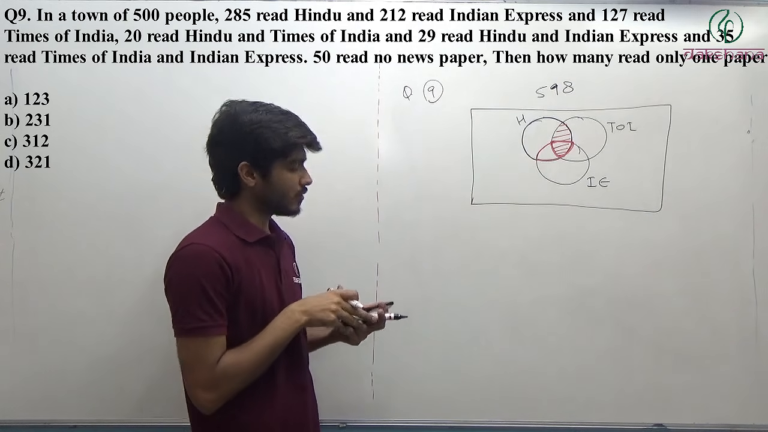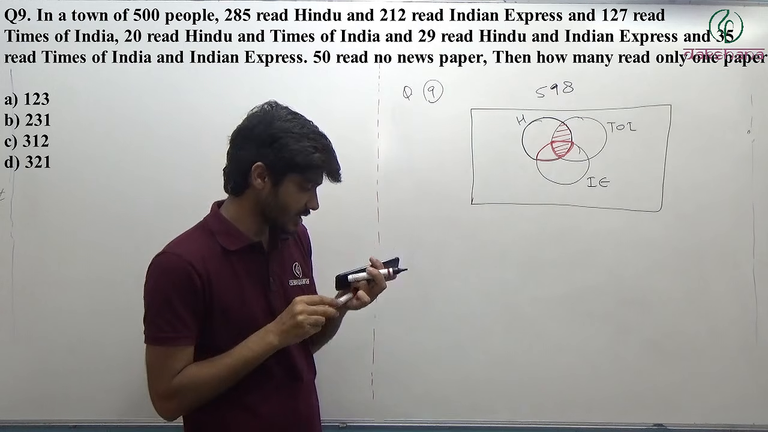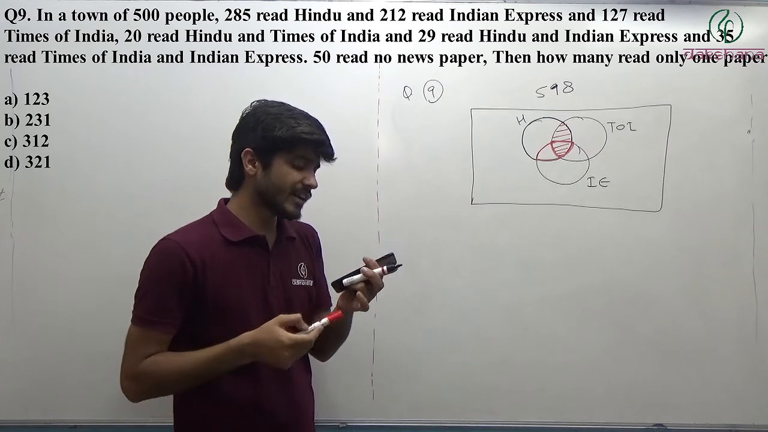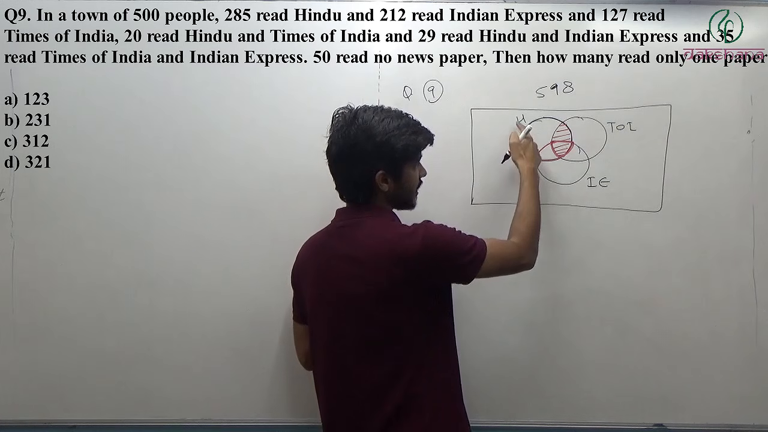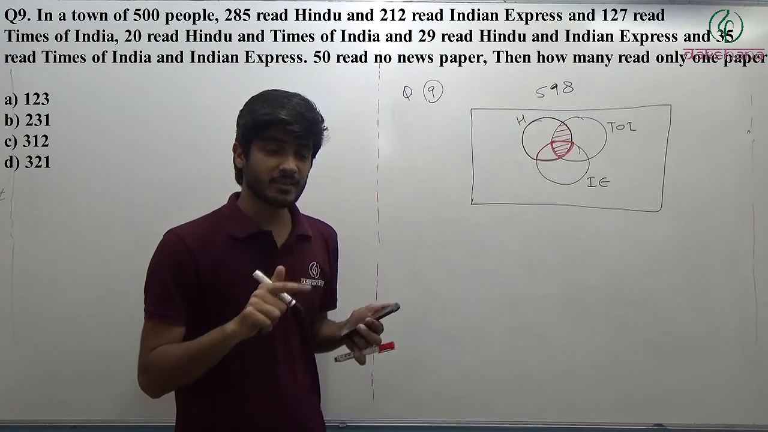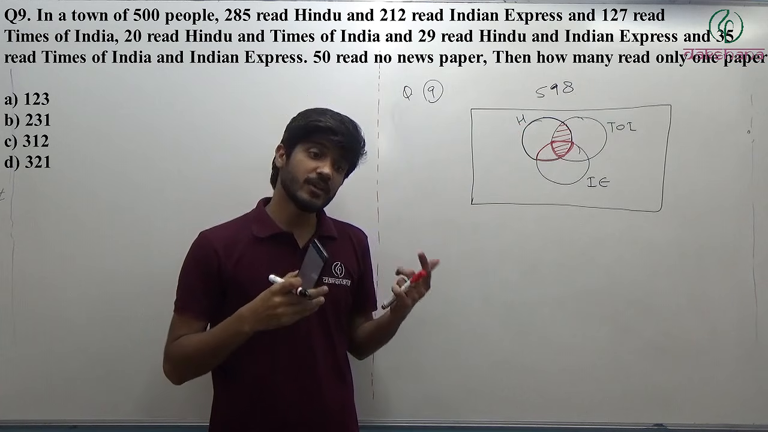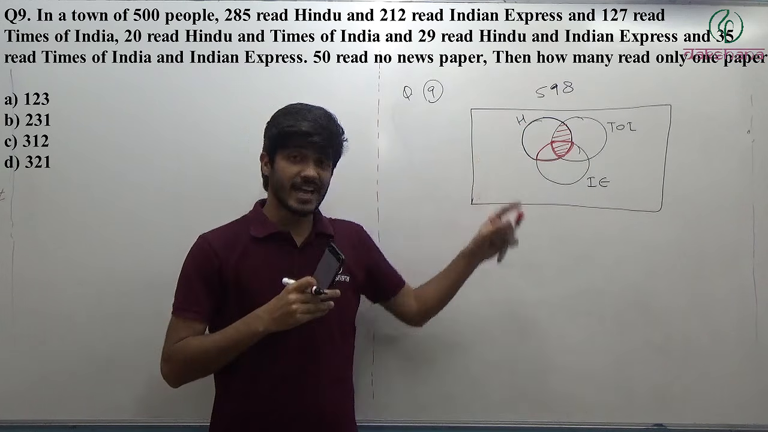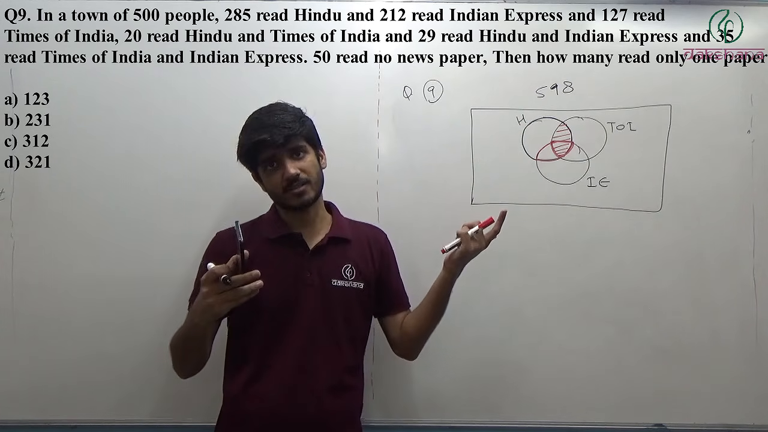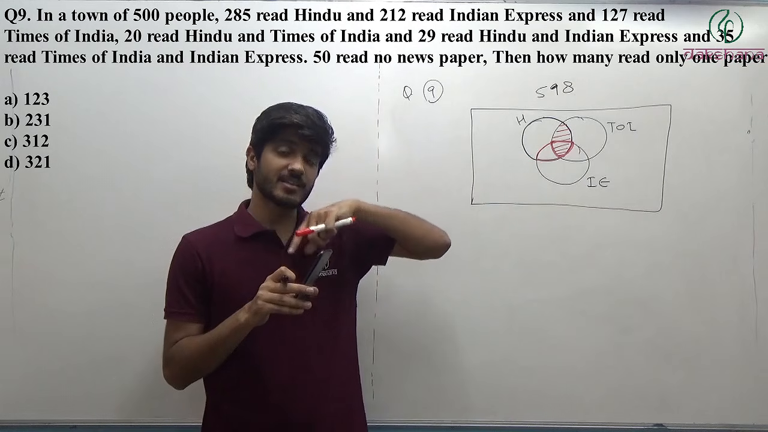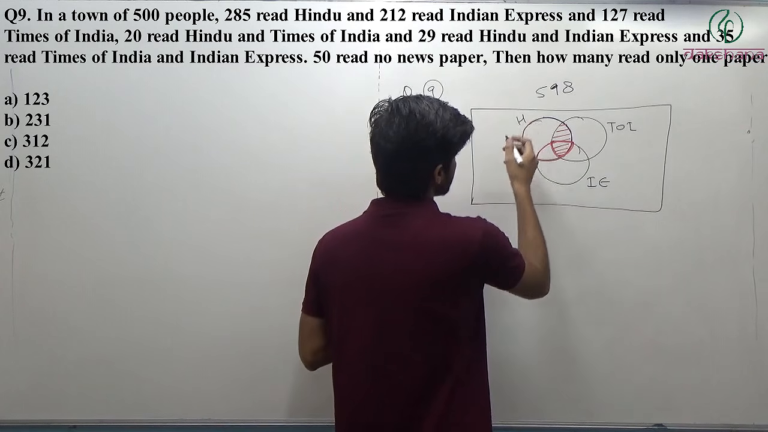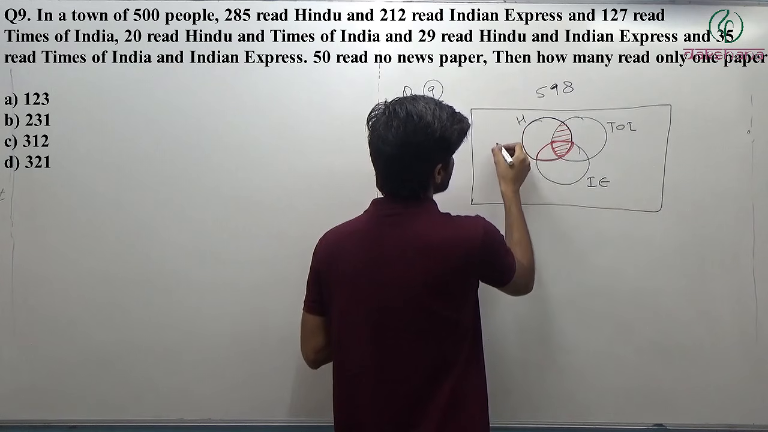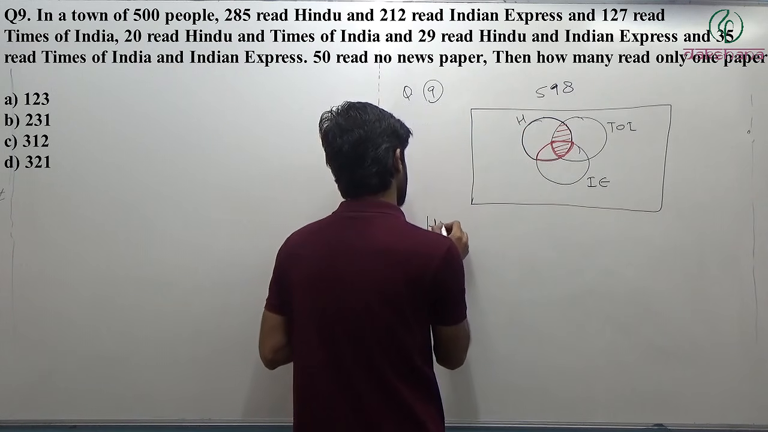Now moving forward, yes, you need some data. The data is there are 285 people reading Hindu. It doesn't mean they are reading just the Hindu. It will include people who are reading Times of India as well as people who are reading Indian Express. So when they say the Hindu, it means the whole section. So people reading Hindu is 285, so I just mention it over here.